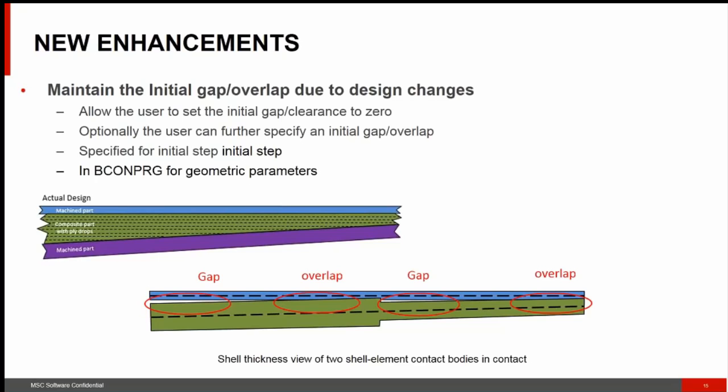Another option is for ply drop-off. Since we don't create the properties for each ply drop-off, the plate thicknesses are idealized and they have variable thicknesses, so these changes can create gaps and overlaps between the plates. So that's another useful place where the initial gap and overlap capability can be used.